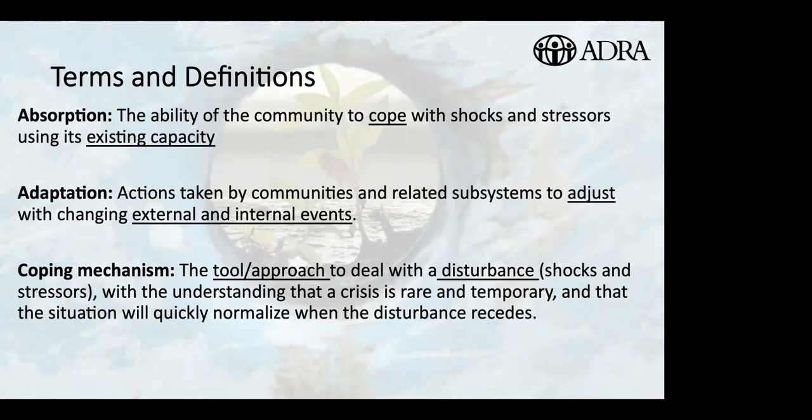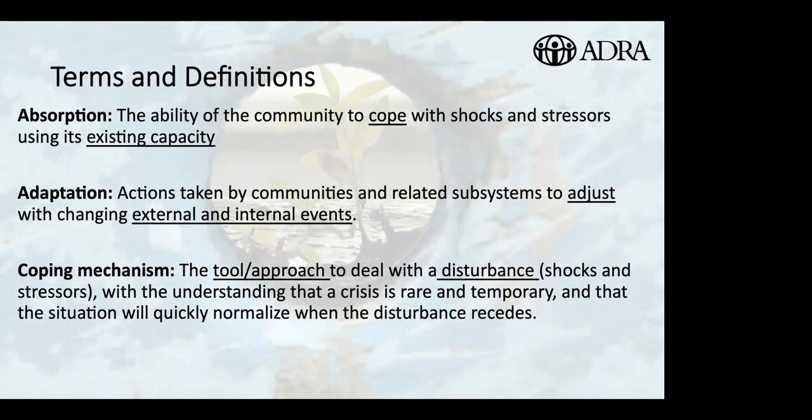So absorption is the ability of the community to cope with shocks and stresses using existing capacity. This term of absorption refers to the current capacity of a community, when we either enter or the communities that we work with. Shocks and stresses, of course, I think we all know, are to do with slow onset disasters versus rapid onset disasters. We can use different terms, but in the policy, we are trying to use the words shocks and stresses consistently.